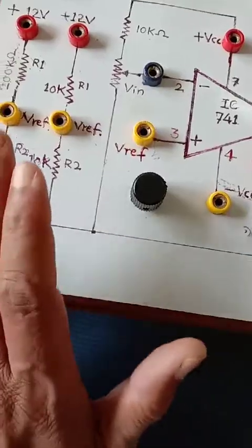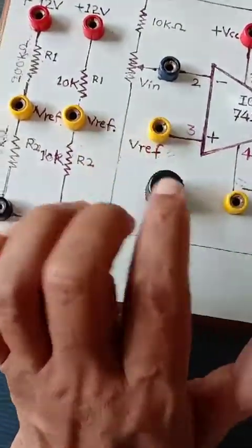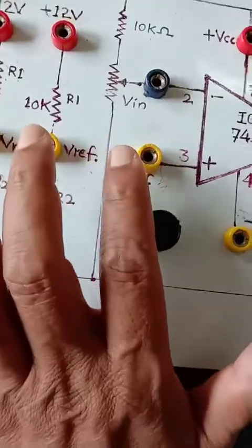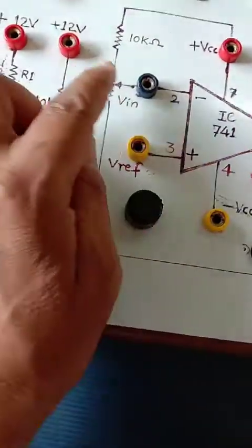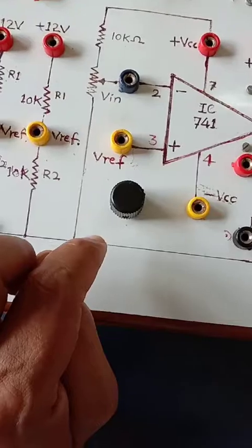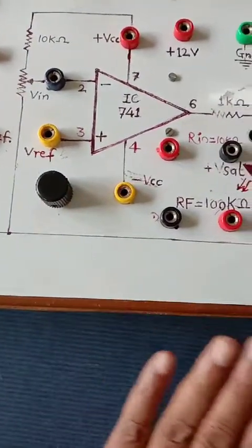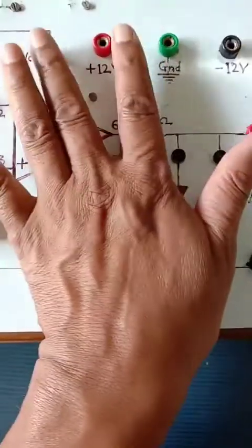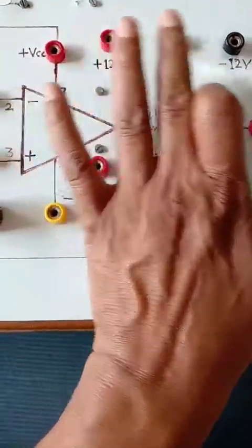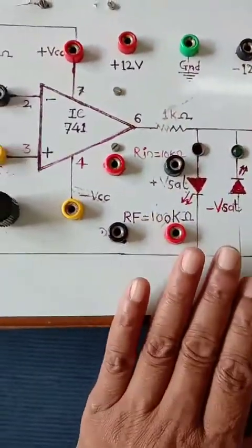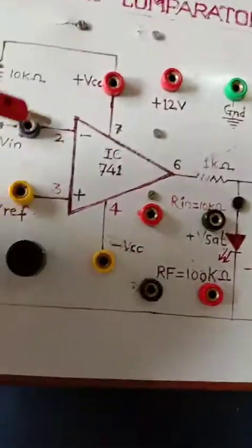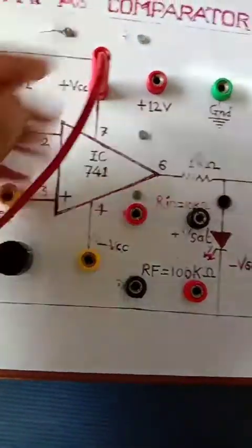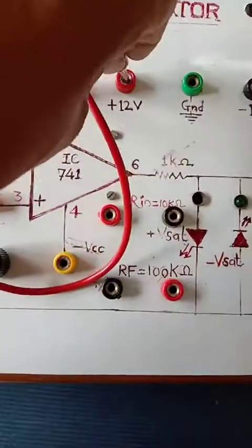Then this reference voltage is given to the reference voltage terminal, and this comparator will compare the input voltage with this reference voltage. First of all we will study the zero reference comparator. So how to make the connections? Here are the dual power supply output terminals, plus 12 volt, ground and minus 12 volt. IC741 is connected here. First of all we have to connect pin number 7 of the op-amp to plus VCC or plus 12 volt.